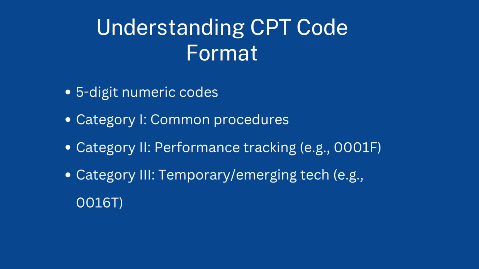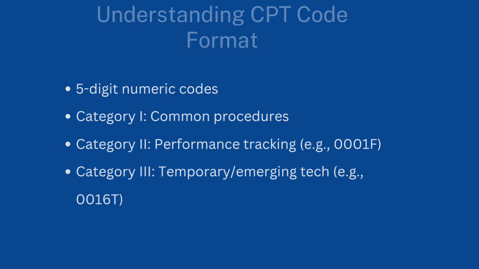Each CPT code has 5 digits. Category I includes the regular codes. Category 2 codes track performance. Category 3 codes are temporary and often used for new technologies or experimental procedures.